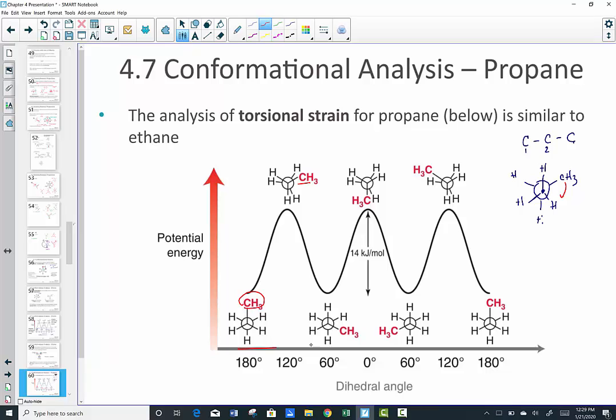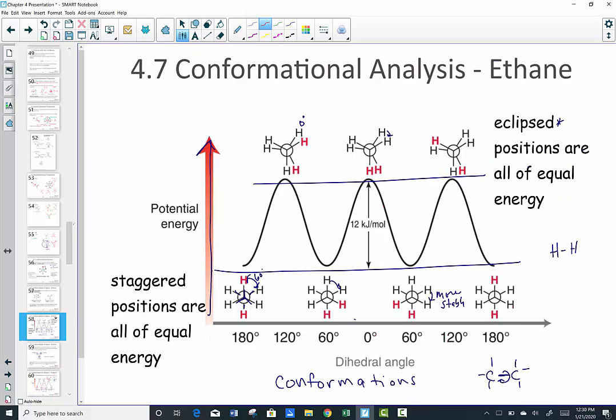Again, these are all equivalent structures. There's just no other interactions other than a methyl and a hydrogen. So here the interaction is between methyl and hydrogen. Here the interaction is between hydrogen and hydrogen. Here the interaction again is H to H. Whereas on the previous slide on our ethane, no matter where I looked, all the interactions were just H interactions. They were equivalent interactions.